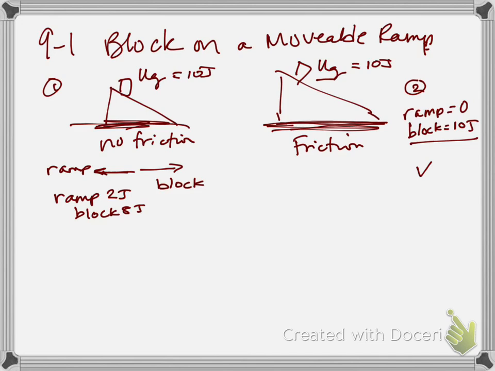So there were 7 points for this question. 1 point for any mention of energy conversion. 1 point for indicating that the same amount of gravitational potential would go into kinetic for each trial. 1 point for saying that the kinetic energy is shared between the block and the ramp in case 1. And 1 point for saying that the kinetic energy only goes into the block in case 2.